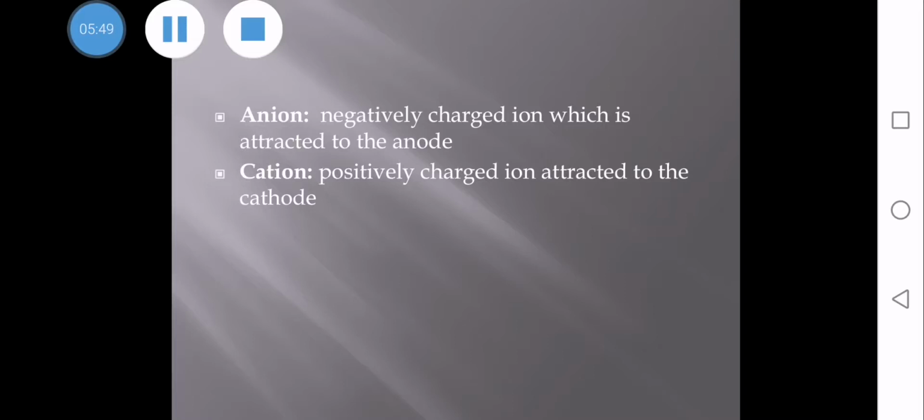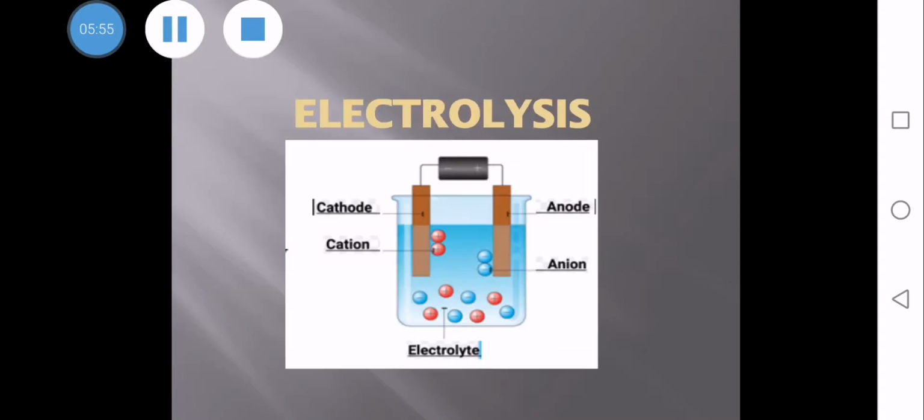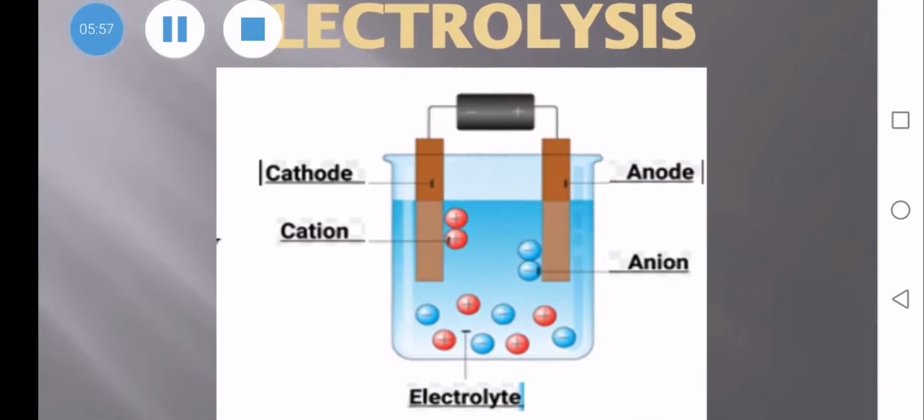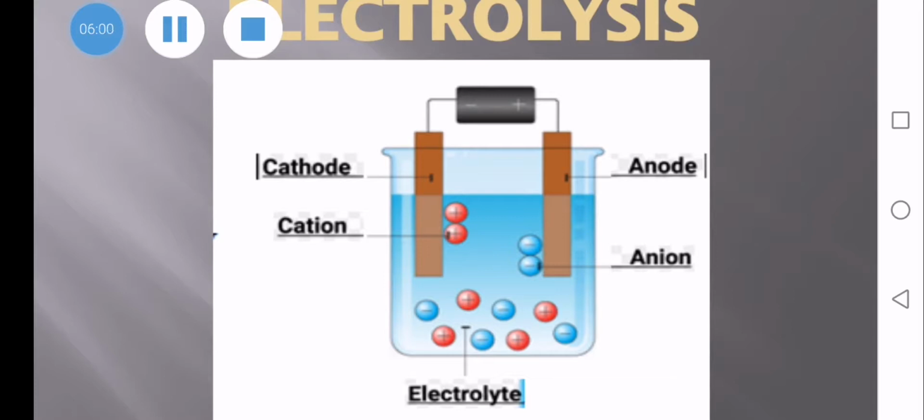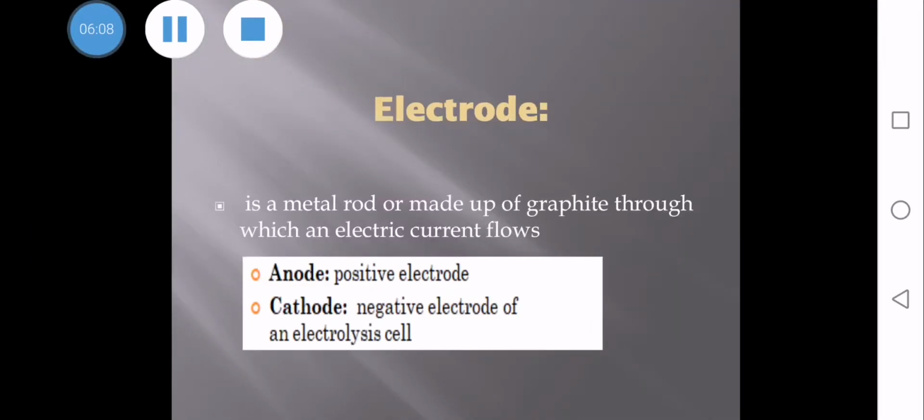What are the anions and cations? Here you can see the anions are negatively charged and cations are positively charged ions. In this diagram you can see the cations, the positive ones, are attracted toward the cathode, meaning the negative electrode, and the anions, being negative ions, are attracted toward the anode, the positive electrode.